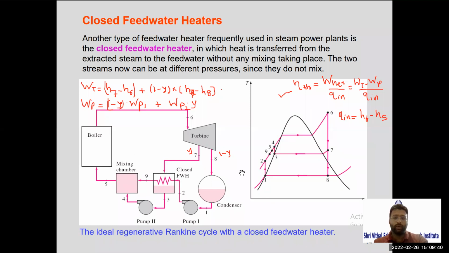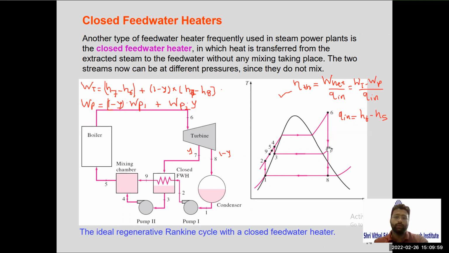So at the mixing chamber, we have 2 inlets, point number 9 and point number 4. These are mixed together. We get a final temperature, that is point number 5. Then this 5 is passed to the boiler. This is superheated to point number 6. Then 6 is passed to the turbine. It is first expanded up to point number 7.